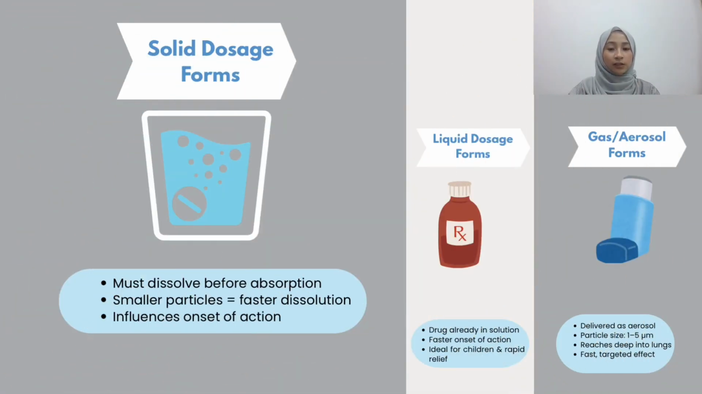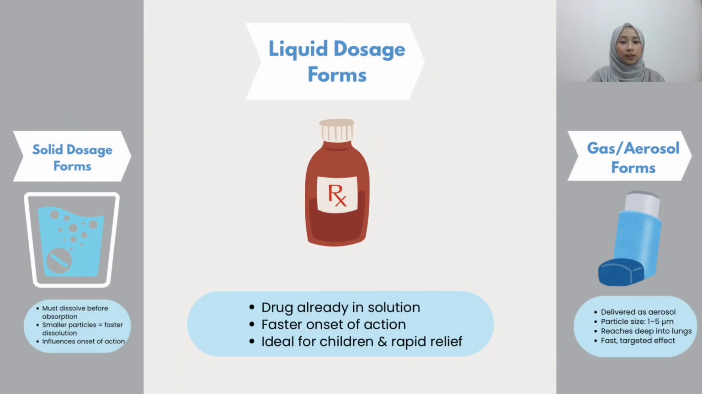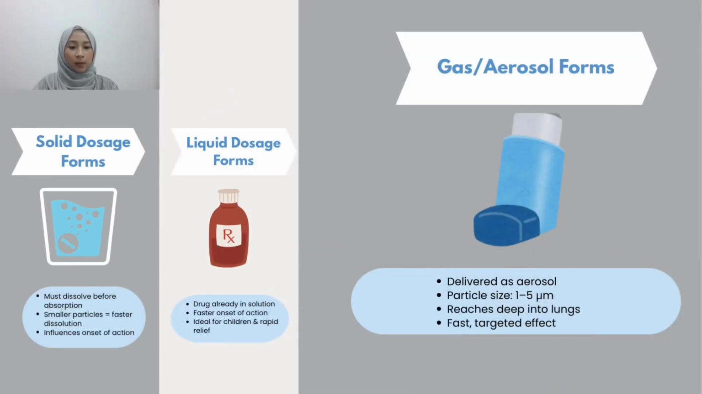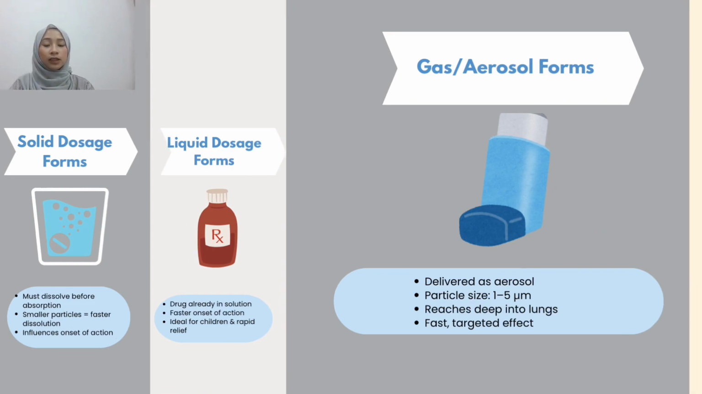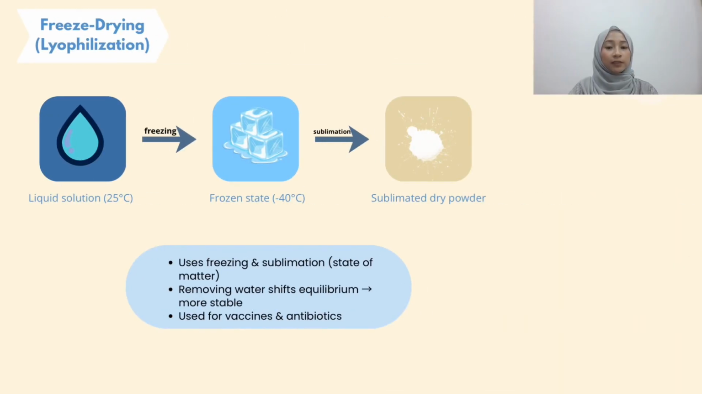First, solid forms, like tablets, must dissolve in the gastrointestinal fluid before absorption, as the smaller particles dissolve faster, which speeds up their effect. Liquid dosage forms, such as syrups and injections, act faster because the drug is already in solution. Third is the gaseous form, like inhalers, which require extremely small particles so that the medicine can reach deep into the lung. However, some medicines are freeze-dried.